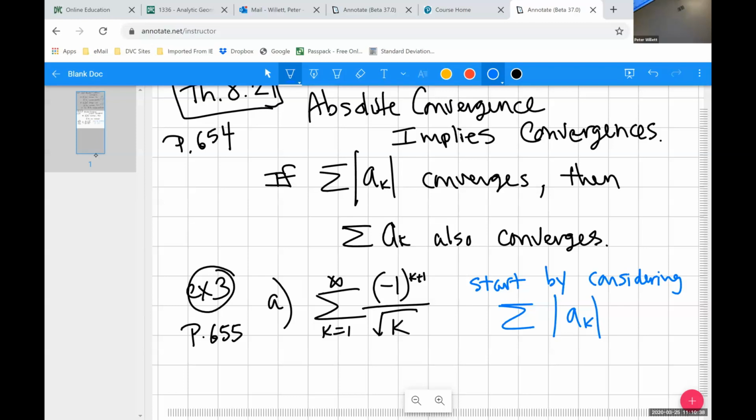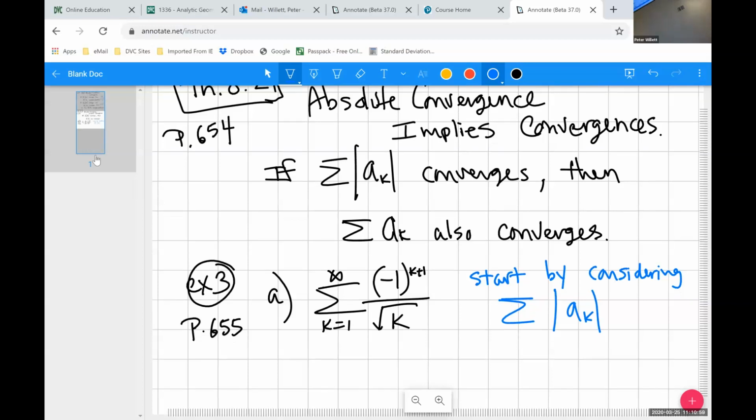And if that converges, that means the series itself converges, and specifically that it converges absolutely. So we'll start with that. Now, if this diverges, it's still possible that the original series converges, because it might be that it conditionally converges, or it might be that it diverges as well. Okay, so we start by considering this.